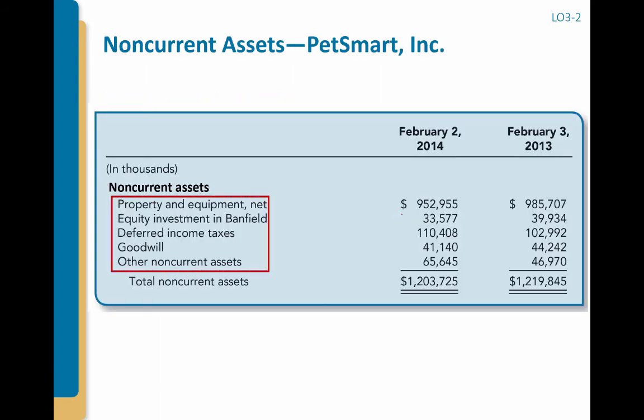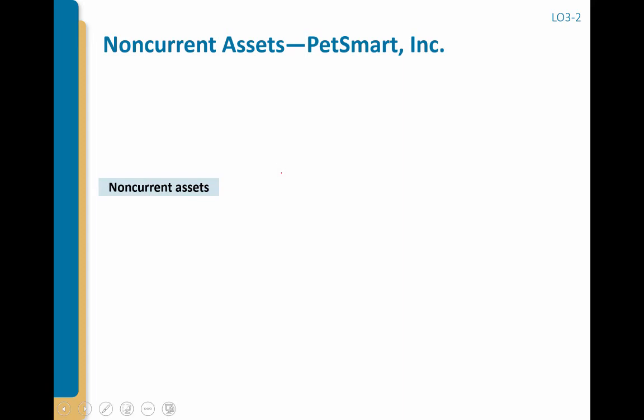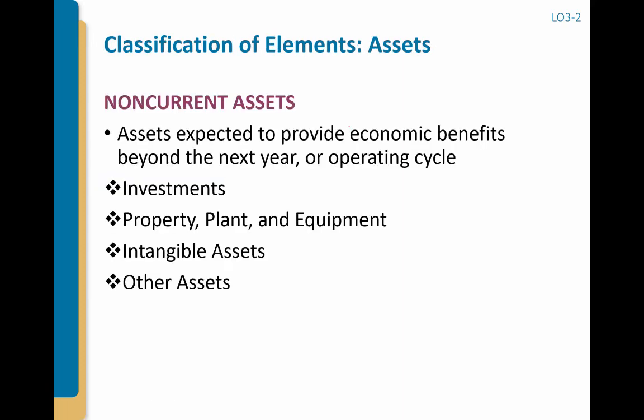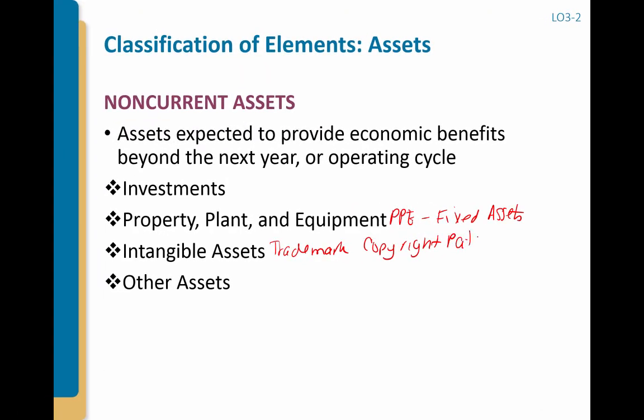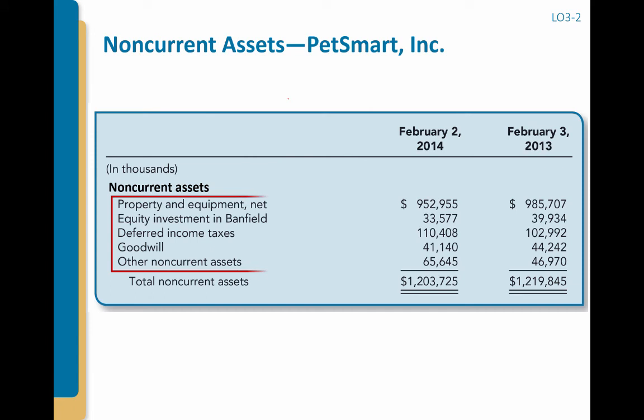Non-current assets, let's go back to that. Sorry about that. Non-current assets are investments, property, plant, and equipment, also known as fixed assets, and intangible assets, where you probably have trademarks, copyrights, and patents. So again, now we are showing our non-current assets, or we can also call them long-term assets.